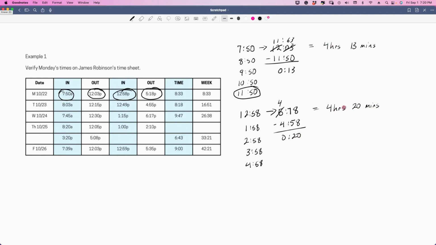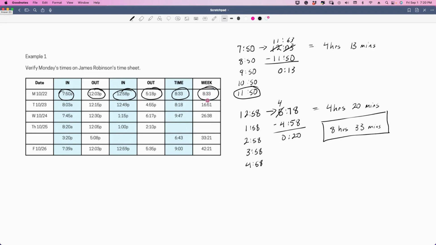So I'm just going to add these two together. 13 minutes and 20 minutes, when added together, is 33 minutes. 4 hours and 4 hours is 8 hours. So on Monday, he worked a total of 8 hours and 33 minutes. And if we check our time for the day, that was 8 hours and 33 minutes. Because it was the first day of the week, the weekly total is 8 hours and 33 minutes.